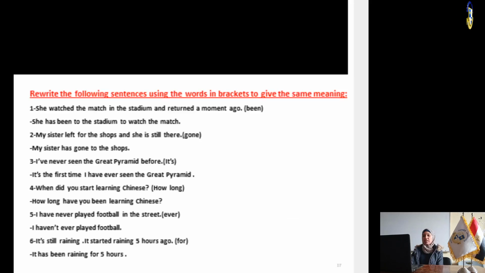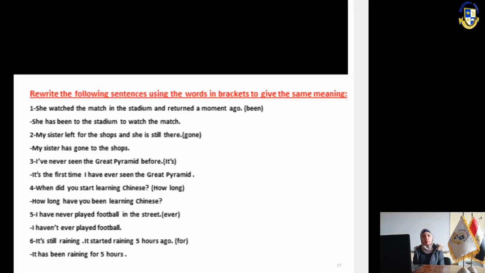Then let's move on to the last slide, 17. On to slide 17, and we have another kind of questions. Rewrite the following sentences using the words in brackets to give the same meaning. Number 1, she watched the match in the stadium and returned a moment ago. Between two brackets now, guys, we have been, so I can say she has been to the stadium to watch the match. Number 2, my sister left for the shops and she is still there. Between two brackets now, guys, we have gone, so I can say my sister has gone to the shops.